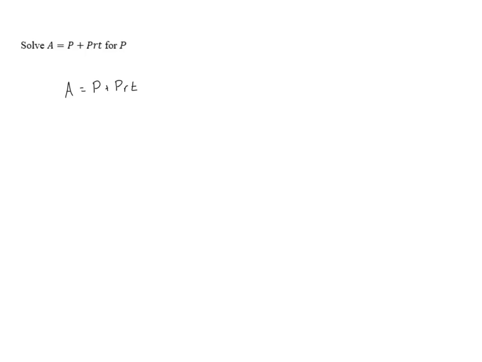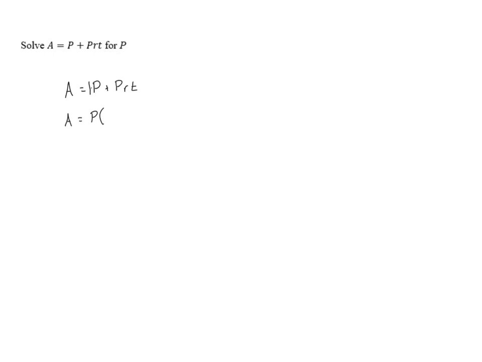So to make it easier to see what's going on, we need to rewrite this as 1P, or 1 times P. And that will help us with our factoring. Now, on the right-hand side, there is a P in each of these terms, so we need to factor out the P. We put the P out front, and then in the parentheses, we have to put the leftovers.